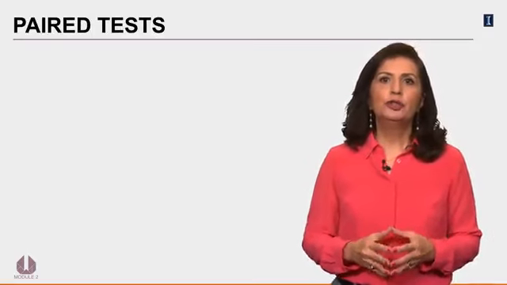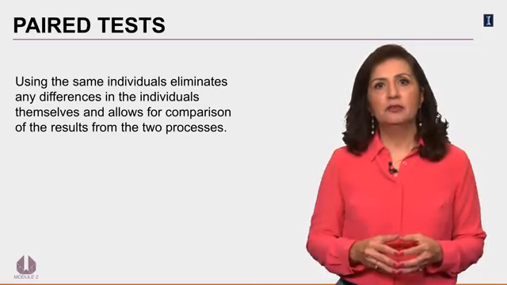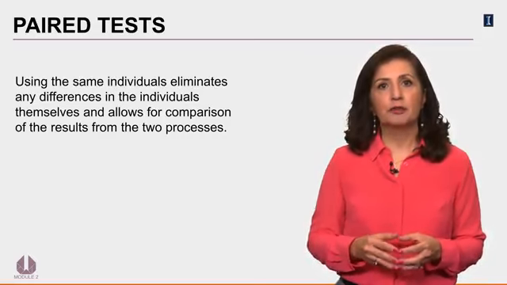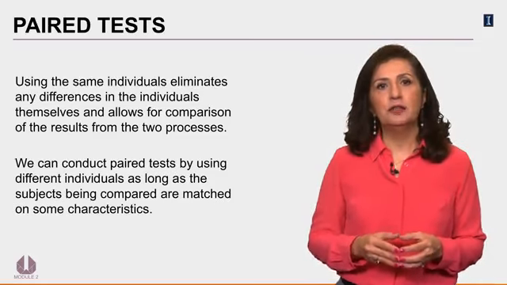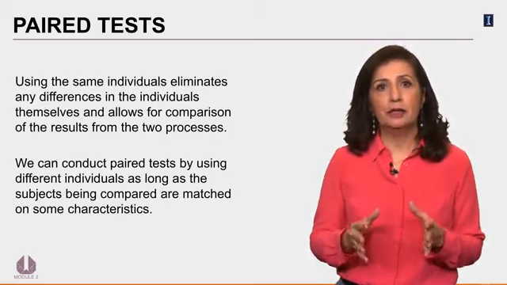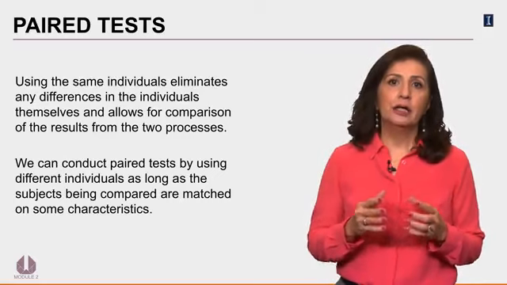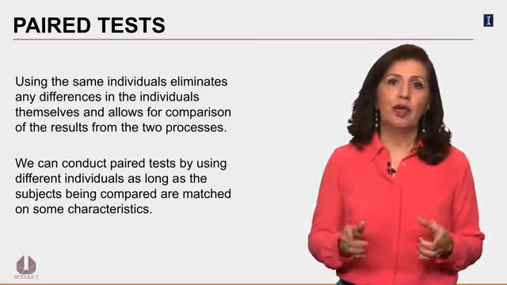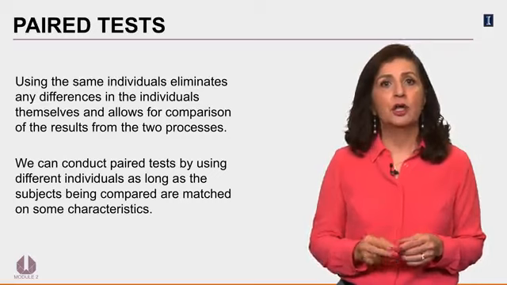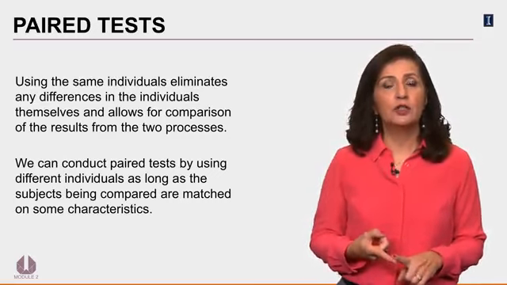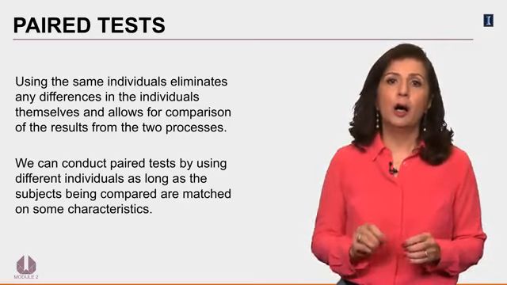Whenever possible, one should use paired tests. Using the same individuals eliminates any differences in the individuals themselves and allows for comparison of the results from the two processes. We can also conduct paired tests by using different individuals as long as the subjects being compared are matched on some characteristics. The advantage that paired samples have is the ability to control for variability, and in comparison to independent samples, this results in two major advantages. One is that we can use smaller sample sizes for our studies, and second, the results are more reliable. So whenever possible, opt for paired tests.